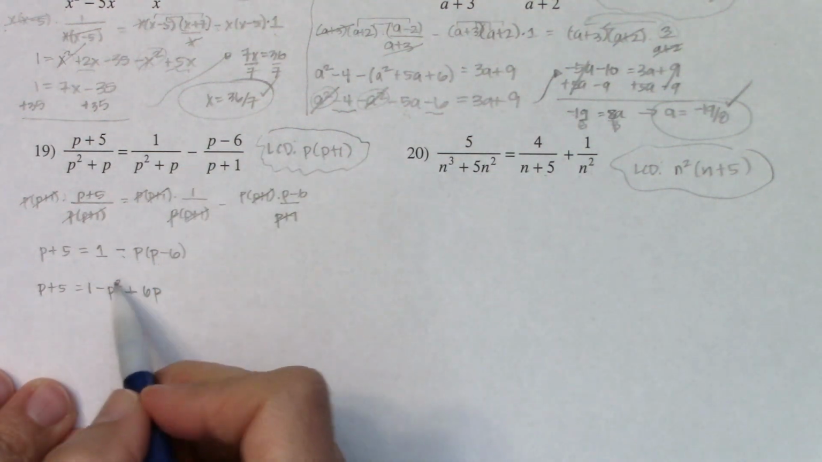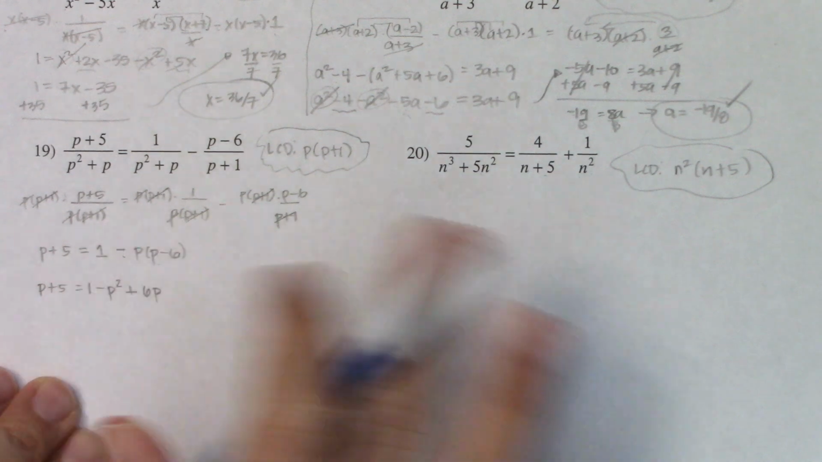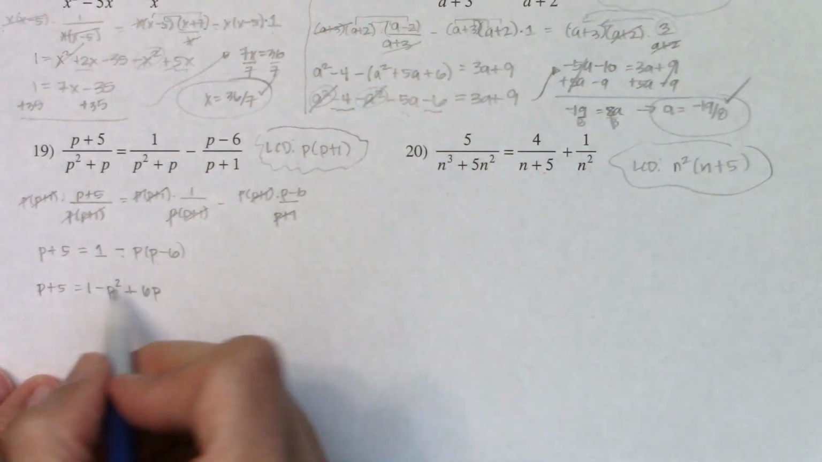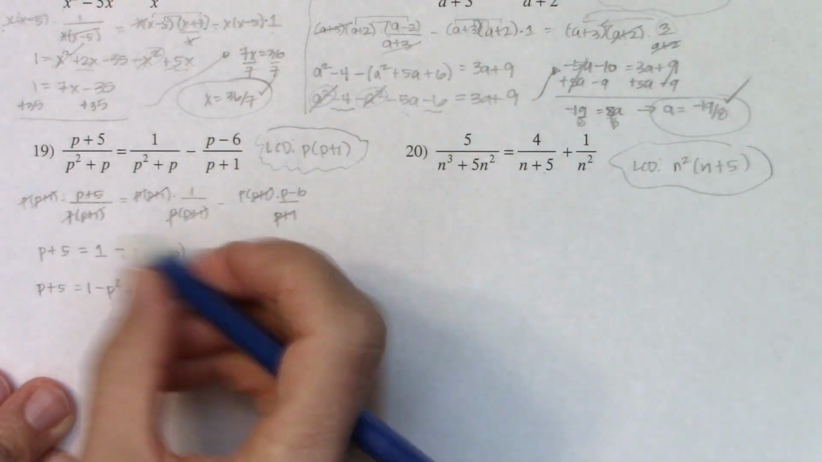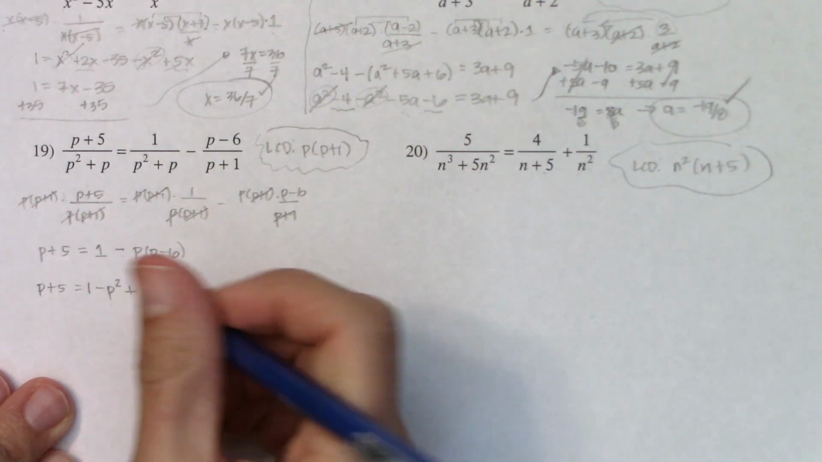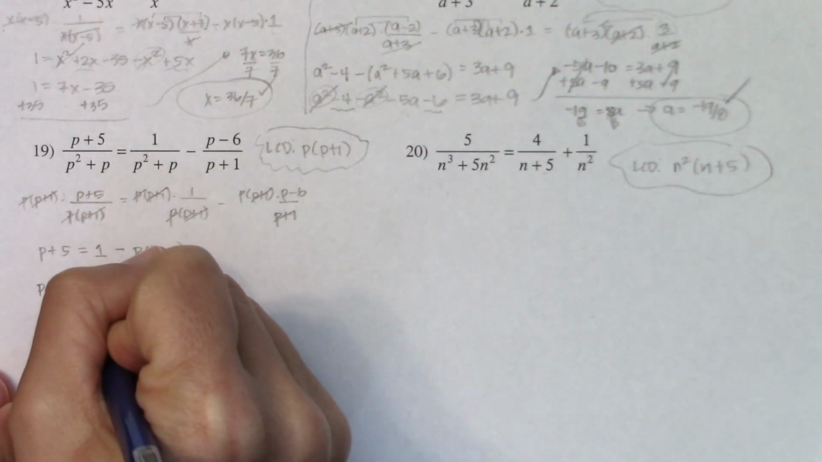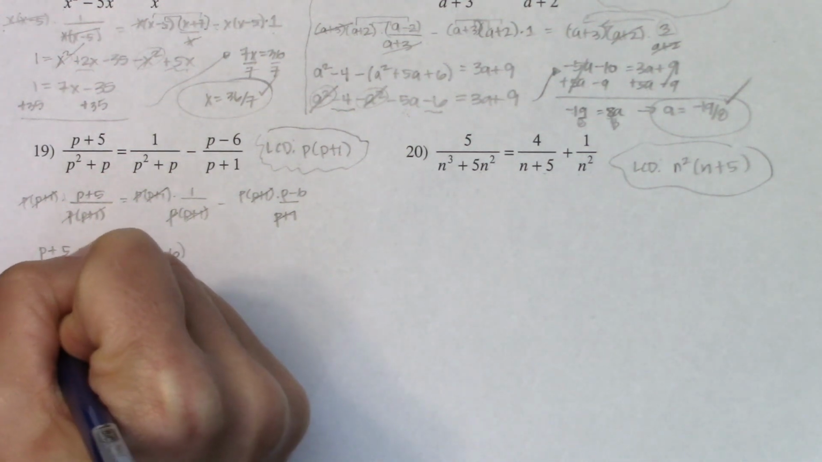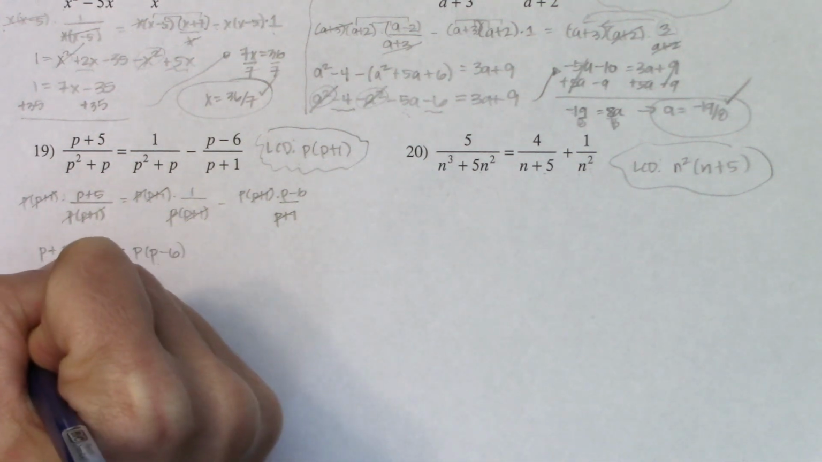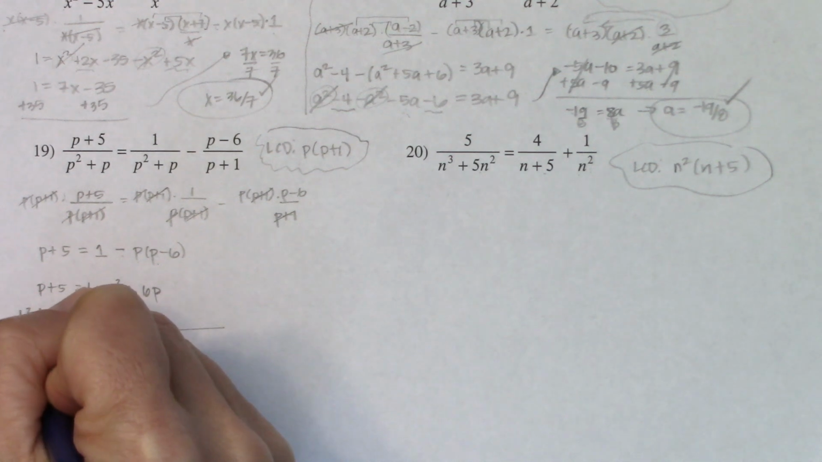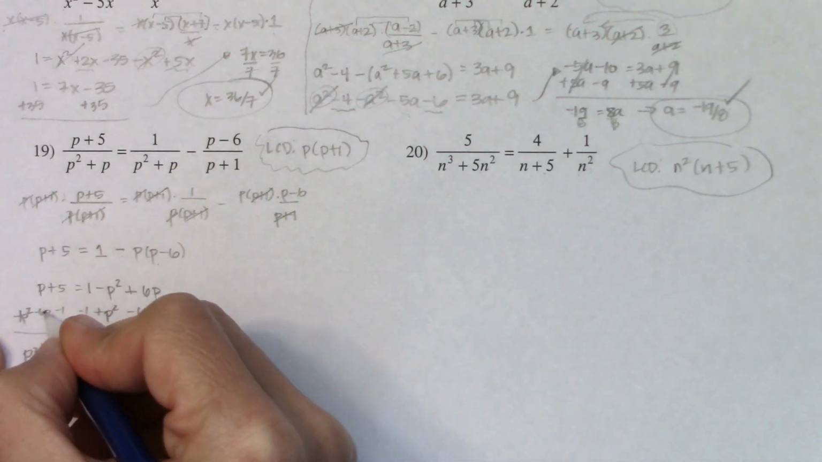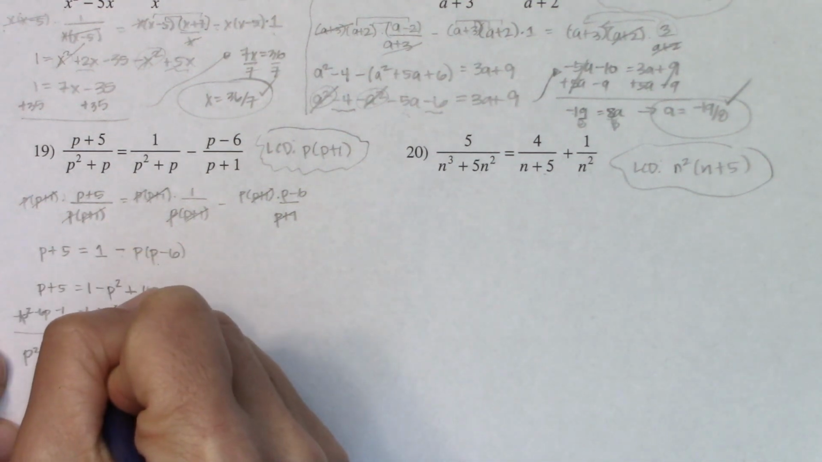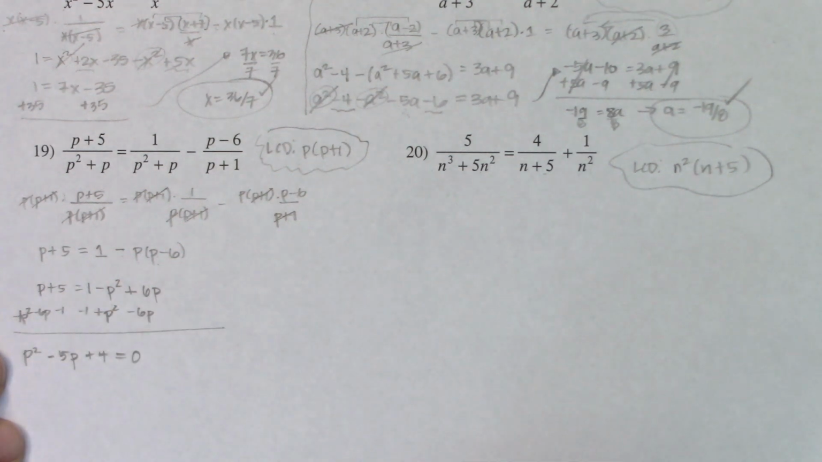I say quadratic because we got P squared. When I have a quadratic equation, what I want to do is get all the terms on one side and set my equation to 0. I also personally like to have a positive lead coefficient, so I'm going to move everything this way. I'm going to add P squared to both sides, subtract 6P, and subtract 1. So I have P squared, P minus 6P leaves minus 5P, and 5 minus 1 leaves plus 4, equal to 0.